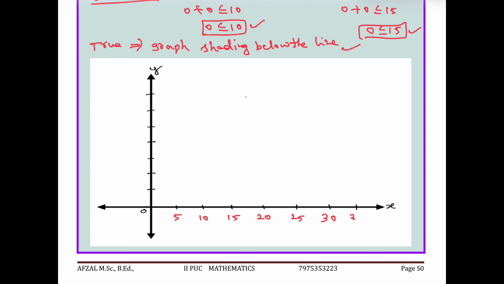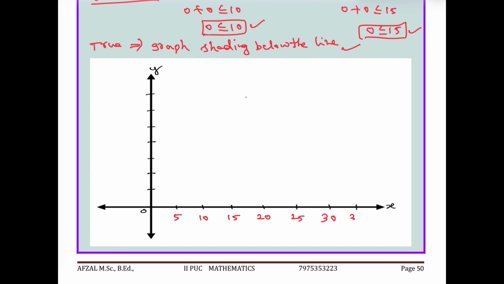That equals 9 9s are 81 plus 14 14s are 196 plus 4 4s are 16. If you add 81 plus 196 plus 16, 293 we will be getting. Therefore, shortest distance equals square root of 293 divided by 7.